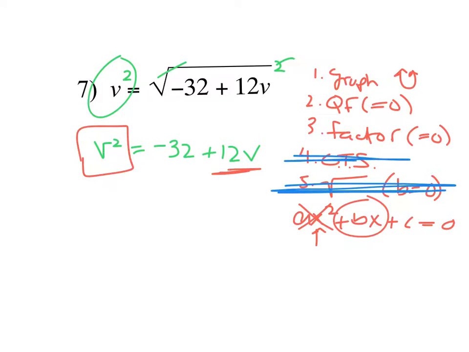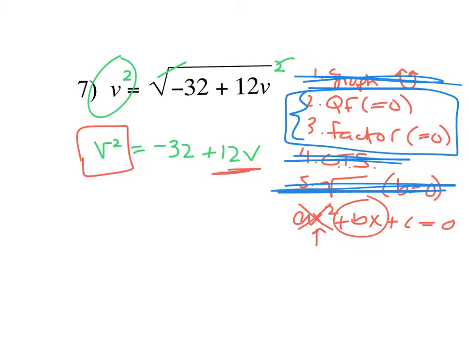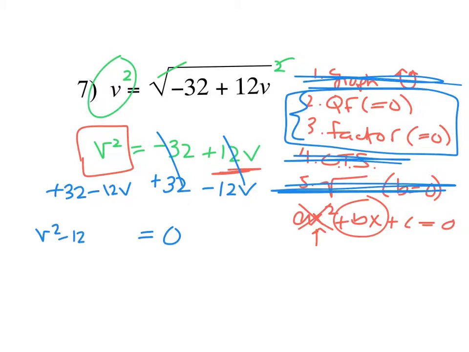Complete the square is really hard. These two will work no matter what. I don't want to graph it. I don't have any graph paper. So either way you look at it, you've got to get it equal to 0. So I'm going to add 32 and subtract 12v. Gone, gone. And on this side, remember to write this in descending order, where the biggest exponent comes first.